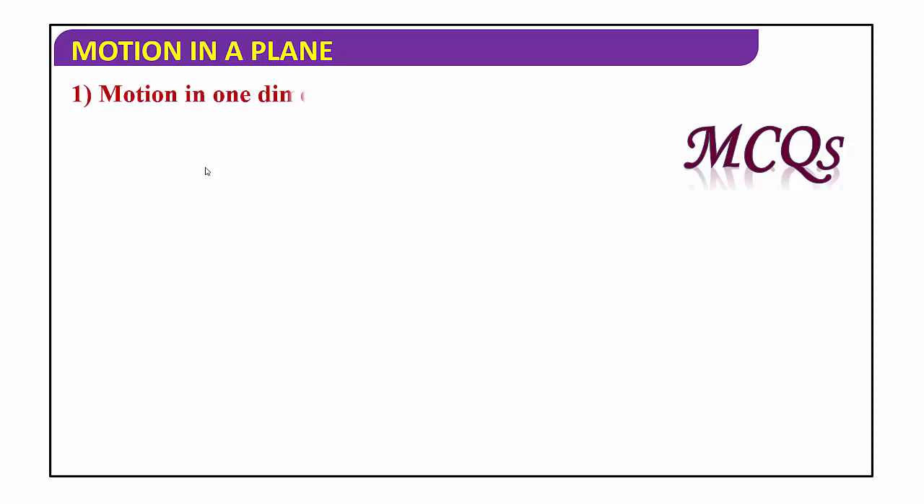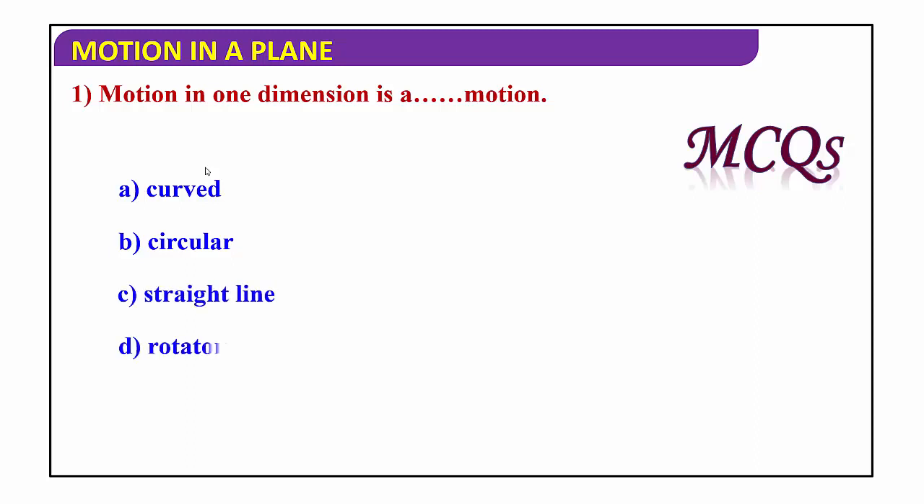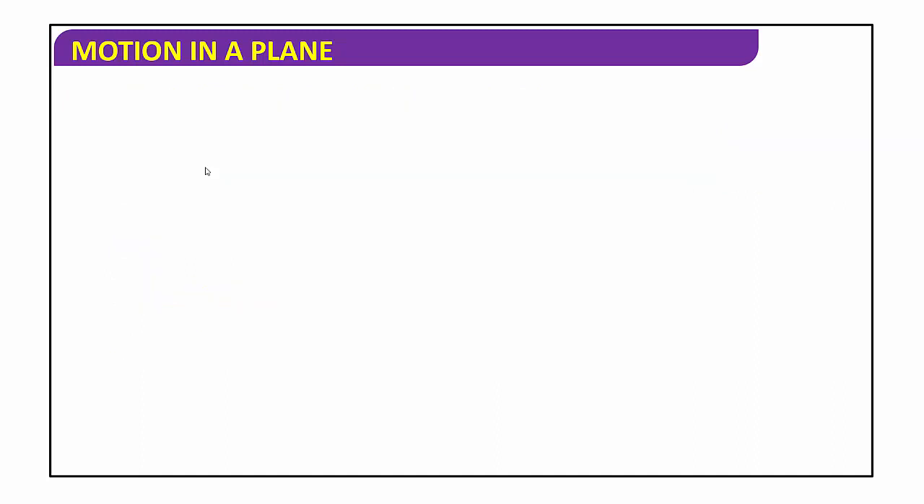Right? Now observe some MCQs based on this motion. Motion in one dimension is a dash motion. The options: curved motion, circular motion, straight line motion, rotatory motion. Observe the question. Motion in one dimension is dash motion. One dimensional motion means straight line motion. When the particle is moving in a straight line, we can call it one dimensional motion.